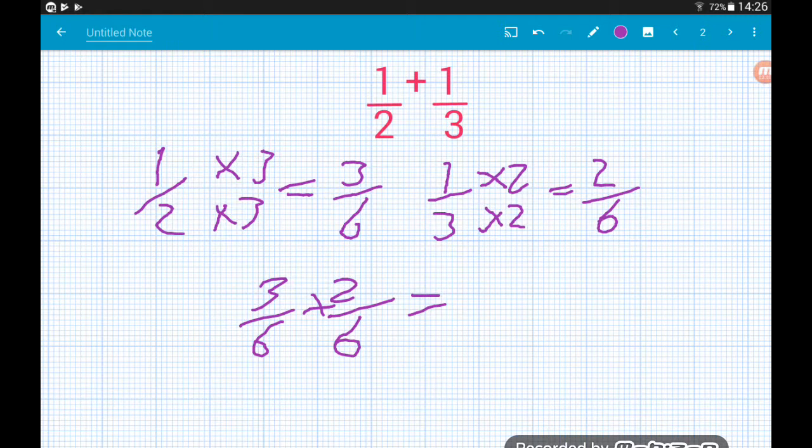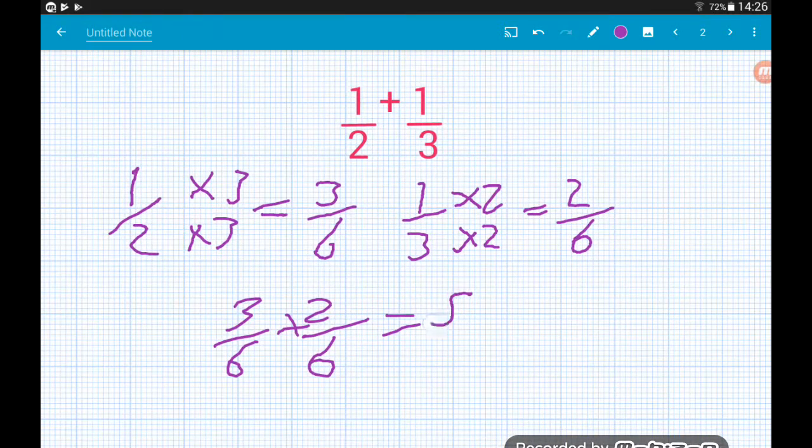Remember also, we never add the denominators together, we never add the bottoms of the fractions. This is like saying we've got 3/6 of a pizza and 2/6 of a pizza, so we want to know overall how many sixths of our pizza we have got. So we just add the top two numbers, 3 add 2 gives us 5 up on top, and then we've got the 6 on the bottom. So 1/2 add 1/3 is 5/6.